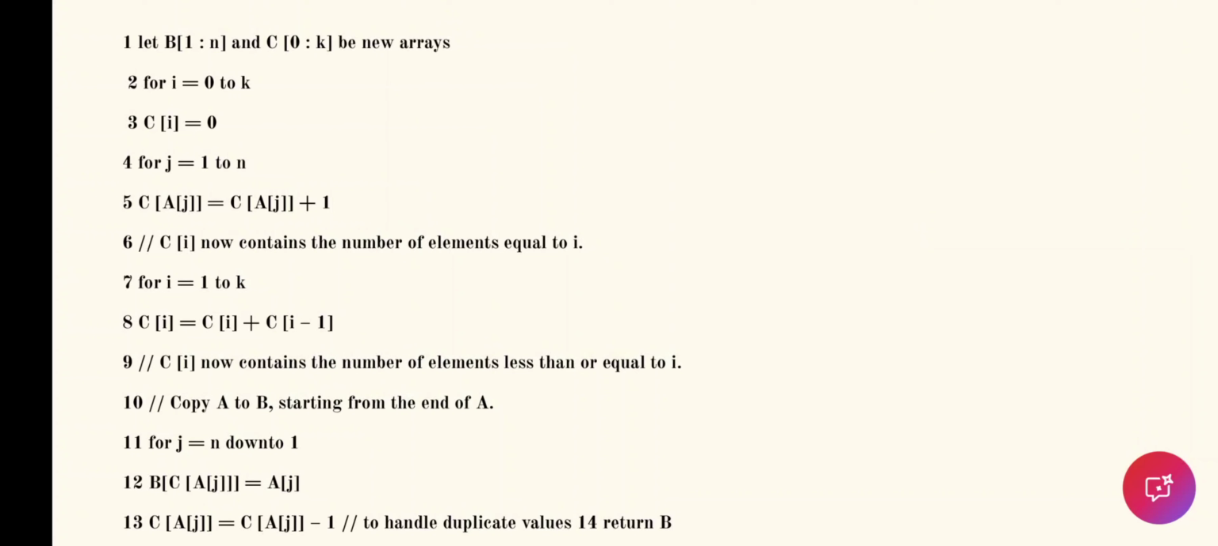And next we are copying the array, and while copying, we are traversing from right to left to preserve stability. So how are we doing it? B of C of A[j] equal to A[j]. A[j] is the input, the original array, and we are traversing it like that.